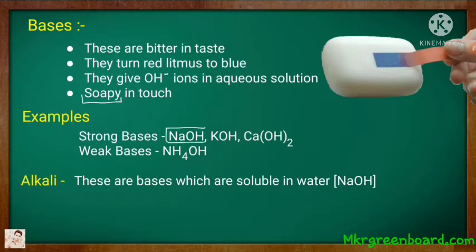Next point is alkali. These are bases which are soluble in water, that is, sodium hydroxide, NaOH. With the help of soap, they have shown NaOH: when red litmus paper is used, it turns blue. It will also ask a 2 to 3 marks question: write the properties of bases with an example.